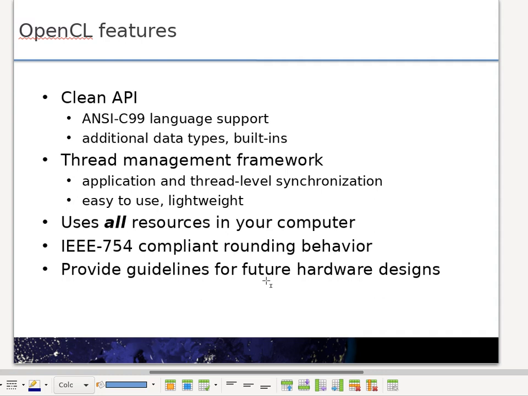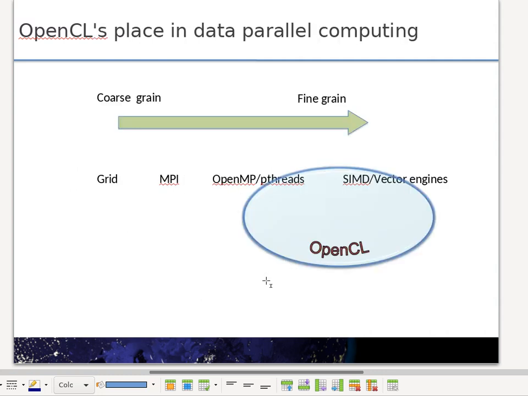What's nice, okay, so some features: a clean API, it's ANSI compatible. That just means they've made sure that it conforms to all the standards. It does allow you to leverage the GPU. It is IEEE compliant for rounding behavior, that's by the way the floating point computation. And it does provide some guidelines for future hardware improvements.